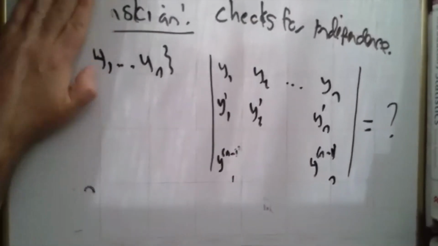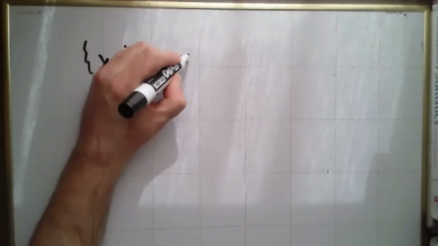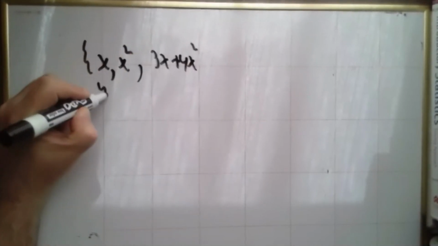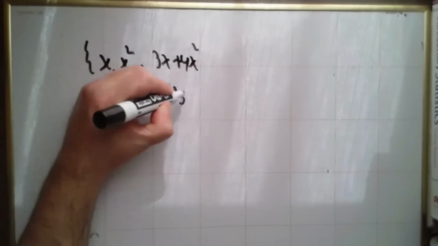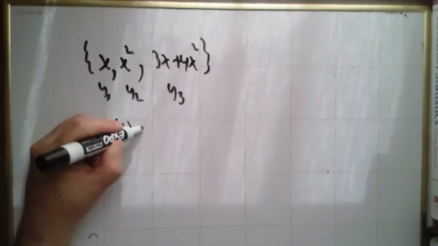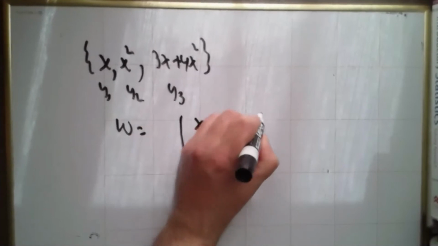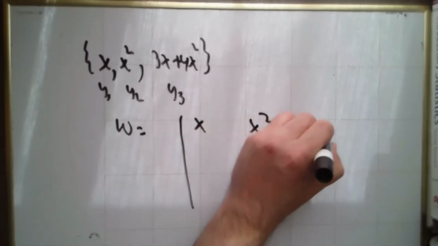Okay, let's do a quick example. Let's do that one I was talking about before. It's going to be a nasty determinant because it's 3 by 3. So I had my set x squared, and 3x plus 4x squared. I called that y1, y2, and y3. So the Wronskian will be the determinant of, first in the top row, we put our 3 functions.